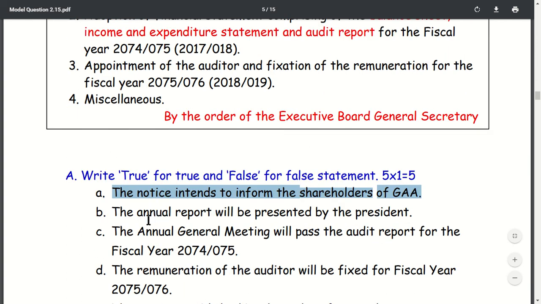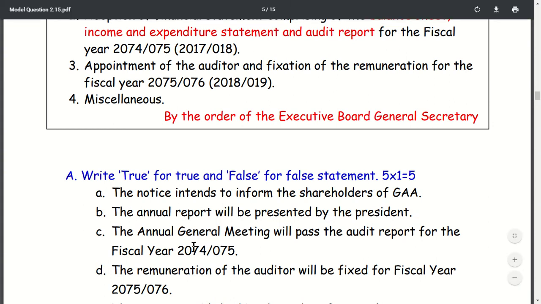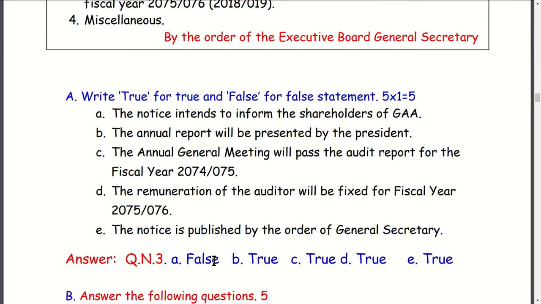Okay, let's say the first one: the notice intends to inform the shareholders. No. Okay, I will tell you the answer later. The annual report will be presented by the president. The annual general meeting will pass the audit report for the fiscal year 2074-75. The remuneration of the auditor will be fixed for fiscal year 2075-76. The notice is published by the order of the general secretary.